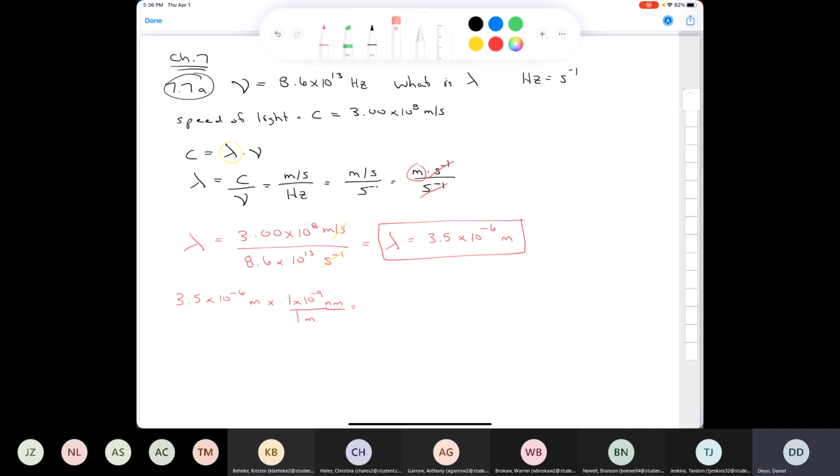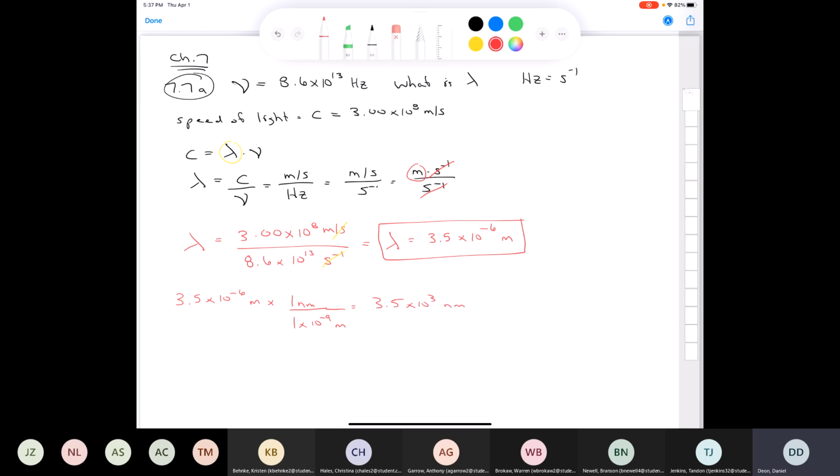Sorry, I'm wrong here. I meant to say in 1 nanometer, you have 1 times 10 to the negative 9 meters. So we take 3.5 times 10 to the negative 6, and we divide it by 1 times 10 to the negative 9, and you end up with 3.5 times 10 to the power of 3 nanometers, which is 3,500 nanometers.